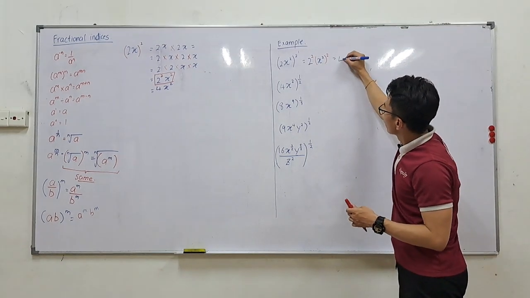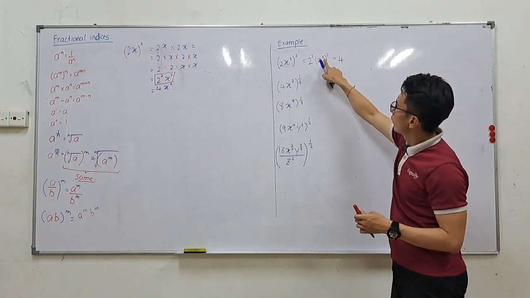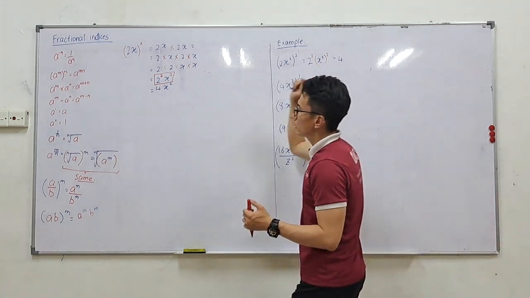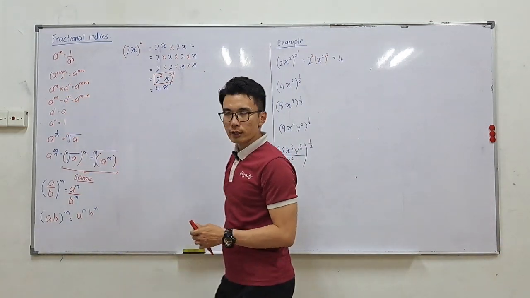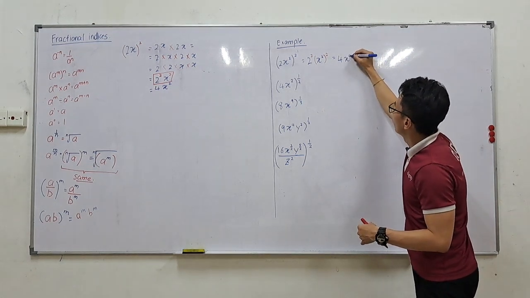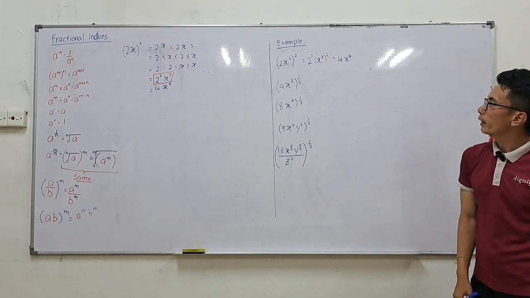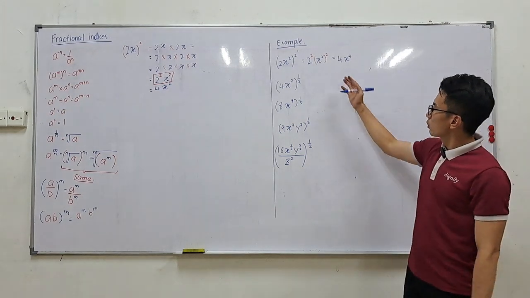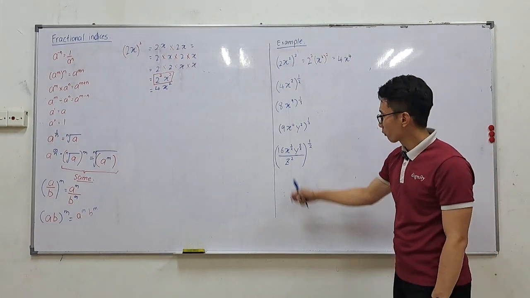Then let's expand this and see what we can get. 2 squared will give me 4. x squared raised to the power of 2, that's going to give me x to the power of 4. Done. So what about the next example over here?